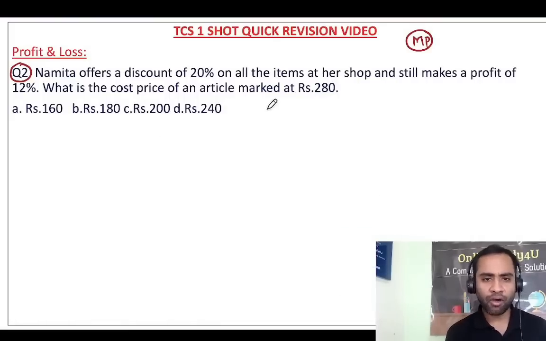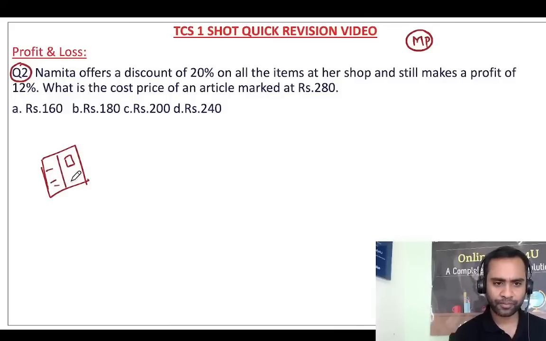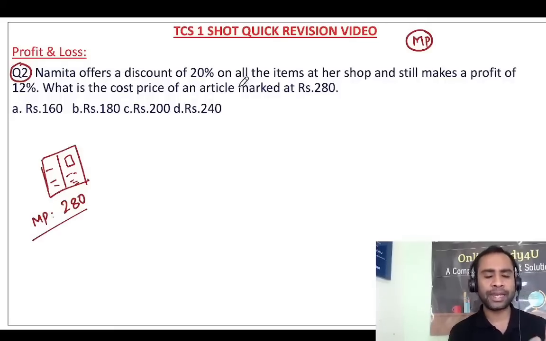So Namita offers a discount on all the items. So suppose there is one t-shirt here, and the pocket is there, right? Now the marked price is 280 rupees. Namita offers a discount of 20% on all the items at her shop and still makes a profit of 12%.